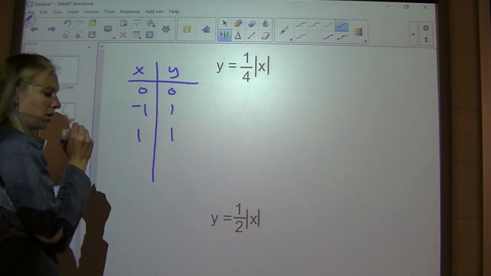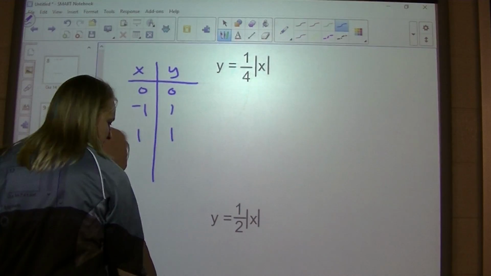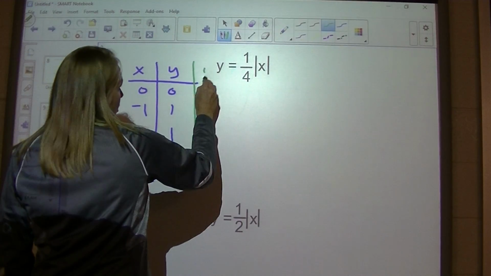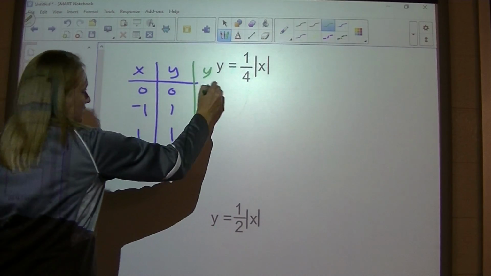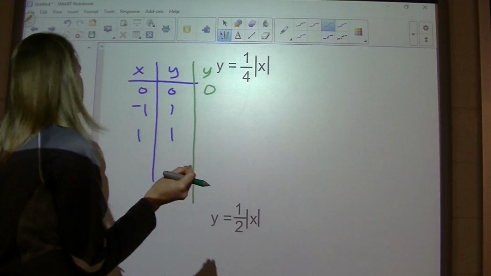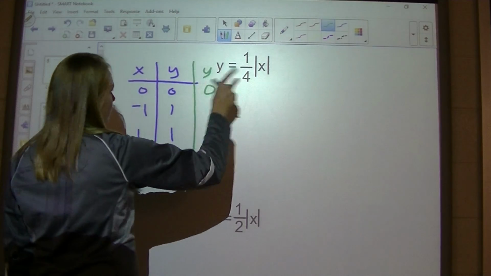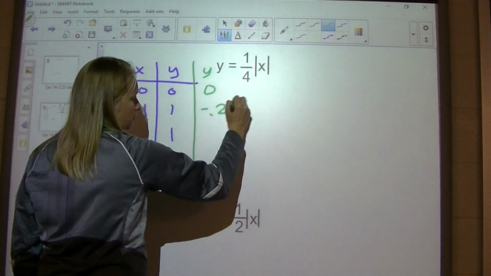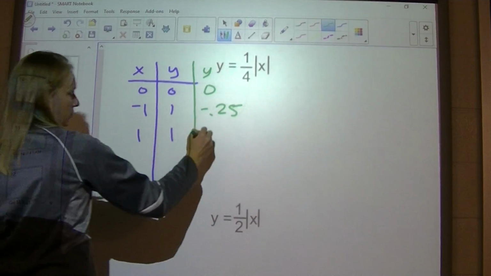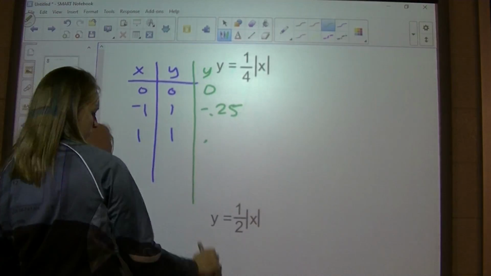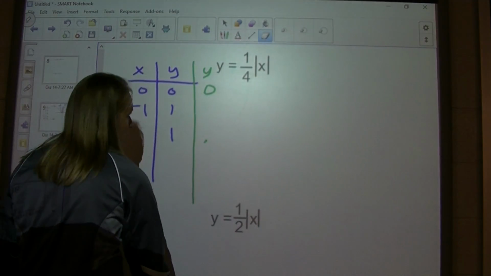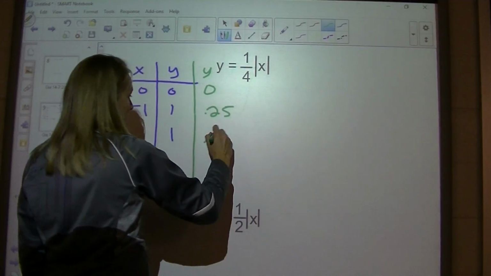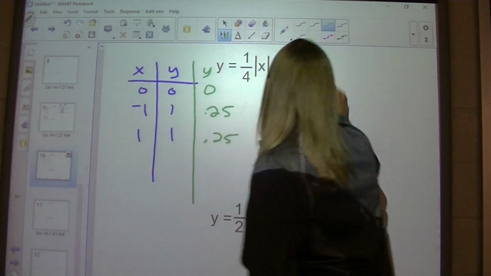1, 1. Okay, but when we apply this to it, if our x stays the same, our y is going to go to 0, so it's going to hold the same vertex still, but as soon as we have a negative 1 here, it's now negative 1 times 1/4, which is negative 0.25. And then a positive 1, it's a positive 0.25. Because absolute value of negative 1, I forgot to do that. And then that's a 0.25 as well.